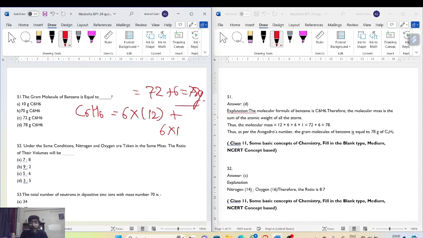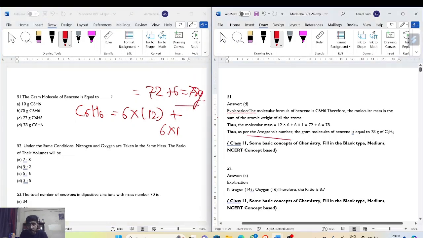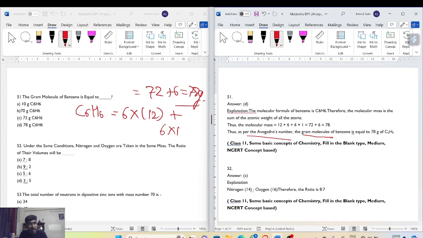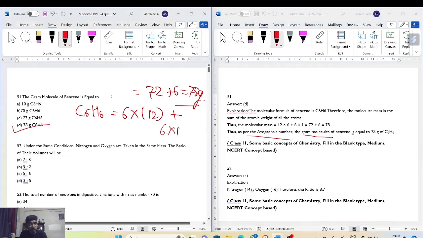Okay, and then as per the Avogadro number, the gram molecule of a compound is equal to its molecular mass. So its molecular mass is 78 gram, which means its gram molecule will be 78 gram of C6H6, which is 78 gram of benzene. So option number D will be our correct answer.